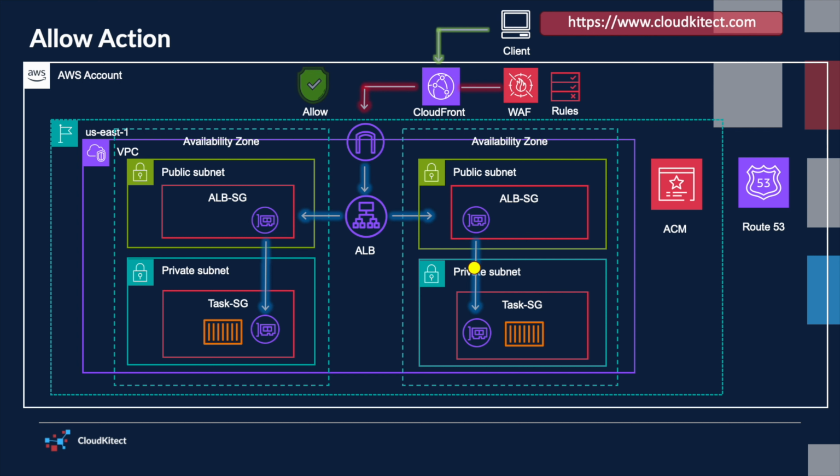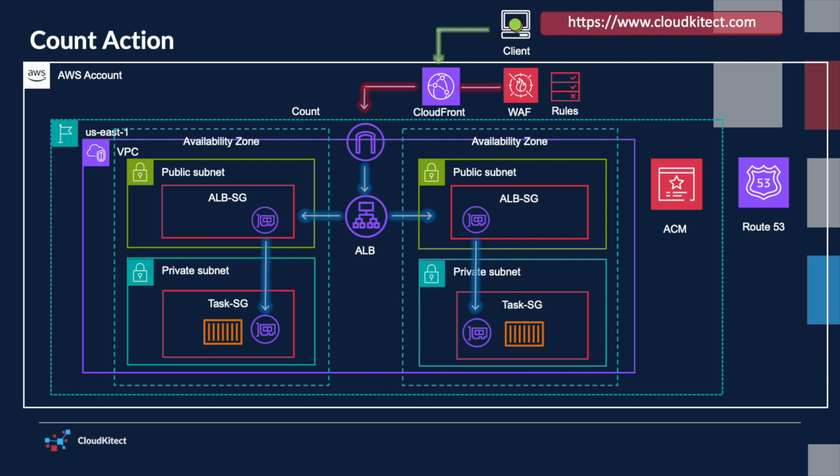Allow action permits requests that match the criteria set in your rules. When a request matches the condition of a block rule, AWS WAF prevents it from reaching your resource. This action is crucial for stopping unwanted or potentially harmful traffic, such as requests that are part of a cyber attack or that don't meet your specified criteria.